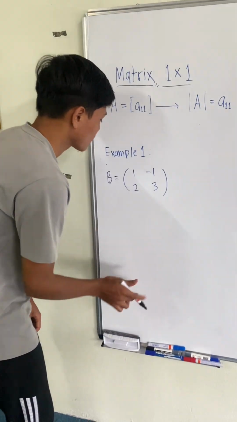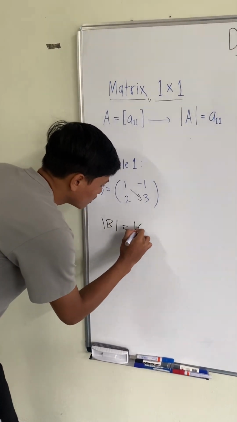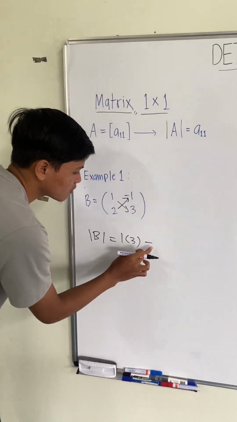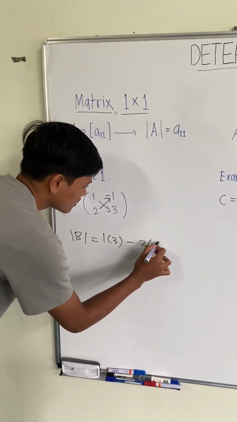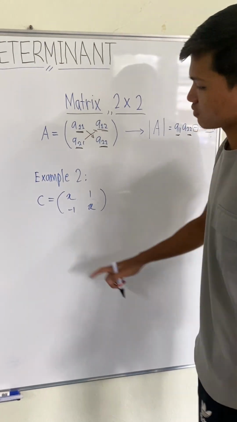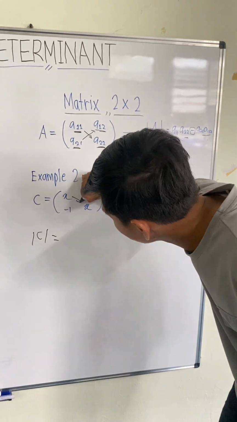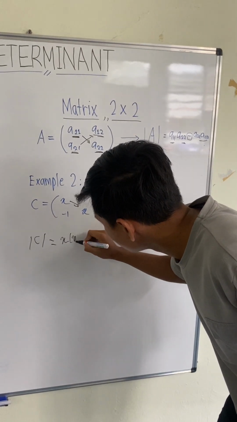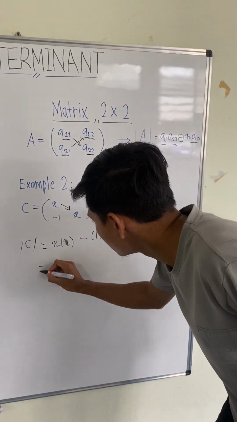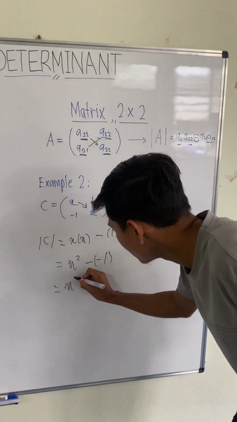Example 1. The determinant for B is 1 times 3 and then 2 times negative 1. Don't forget about the minus sign. We got 5. Then for example 2, the determinant for C equals x times x, then minus 1 times negative 1. We got x squared minus negative 1, and then we got x squared plus 1.